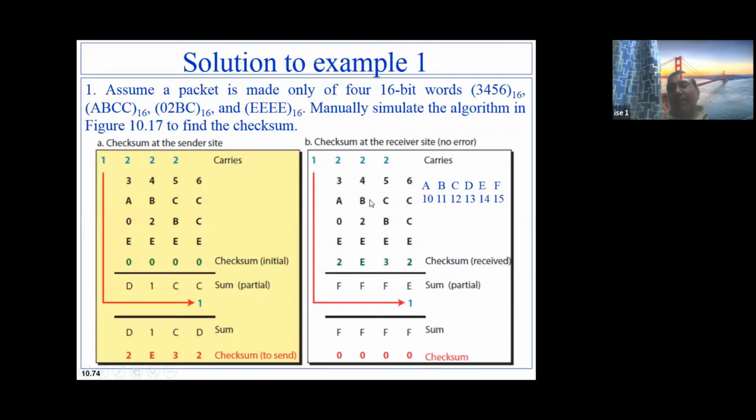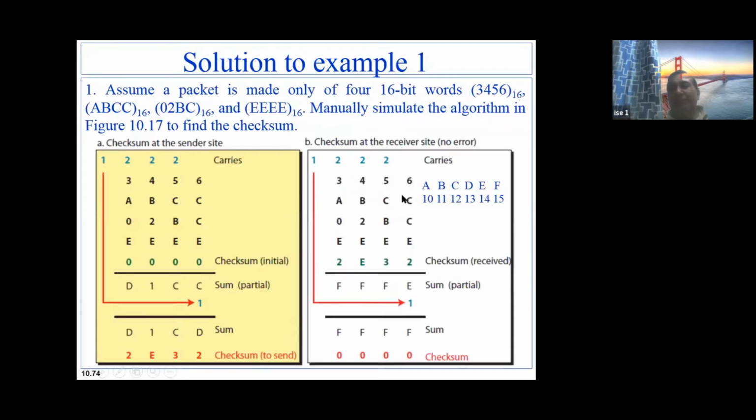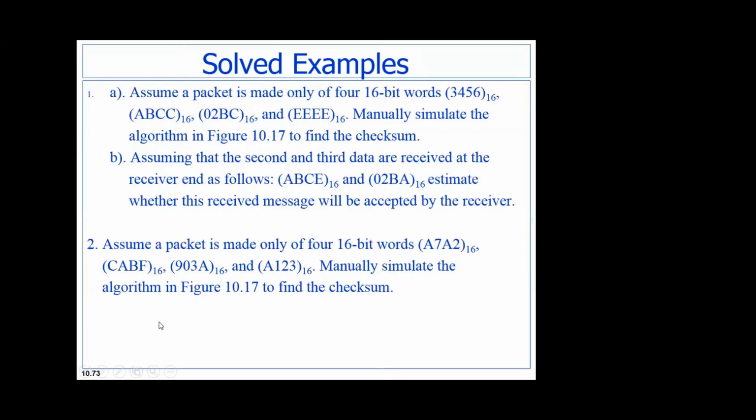What is the number? ABCC, and I have received it as E. So this number is received as E. And 02BC has been received as 02BA. Have you understood? This has been received as this. Now, checksum is this only.